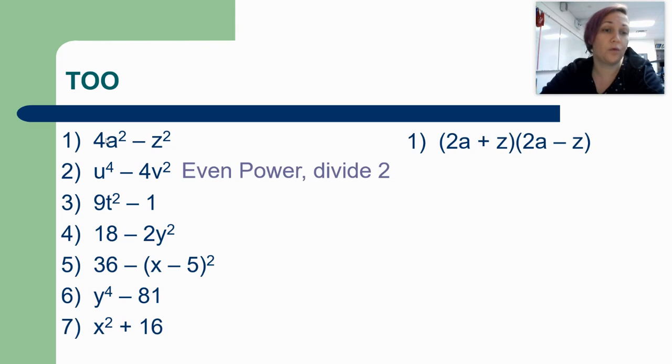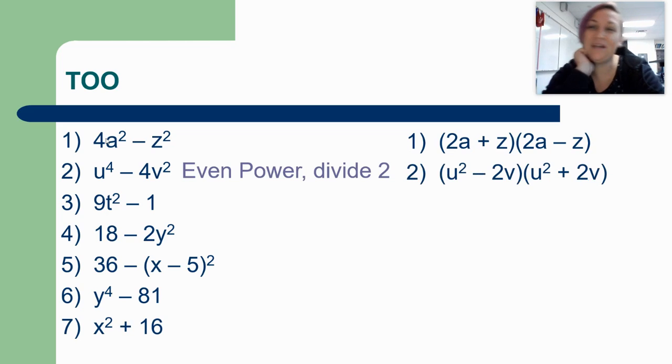So u to the 4th, the square root would be u squared, because 4 divided by 2 is 2. And then 4v squared, the square root is 2v, 1 with a plus and 1 with a minus. And in this one, I even switched the order. I put the minus first and the plus second because it doesn't matter. That's the final answer for number 2.